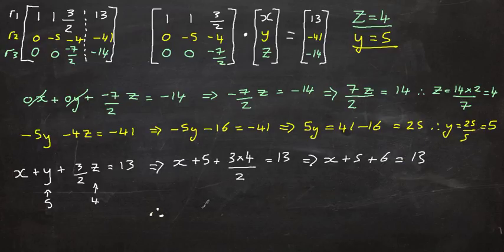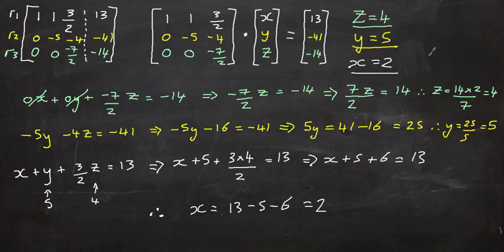Therefore, x equals, if you take the numbers to the other side, you change the sign, you got 13 minus 5 minus 6, which is 13 minus 11. X is 2. So x is 2. So we've finally solved all of our equations.